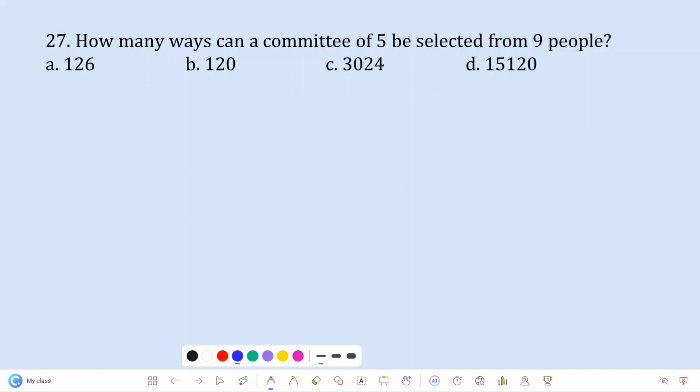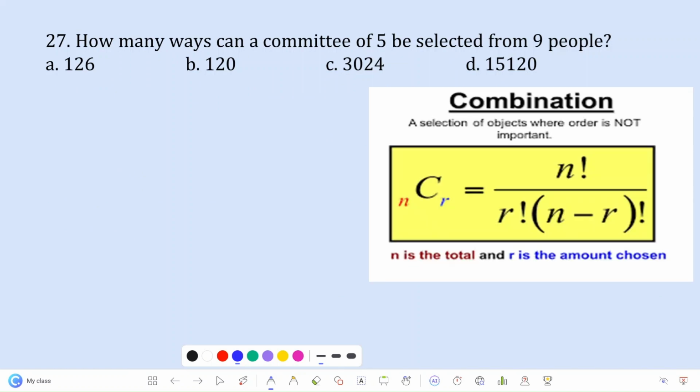How many ways can a committee of 5 be selected from 9 people? Now, this is a combination problem dahil dito po, ang order po does not matter. Basta po makapag-select ka lang ng 5 tao sa kabuuan na siyam na tao. Merong siyam na tao, pipili ka ng 5.